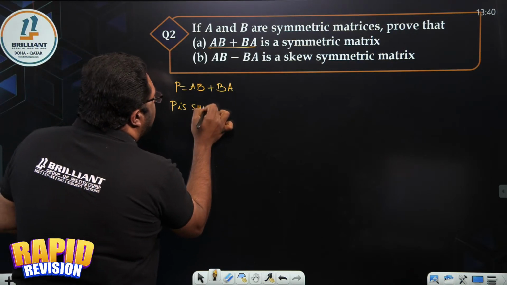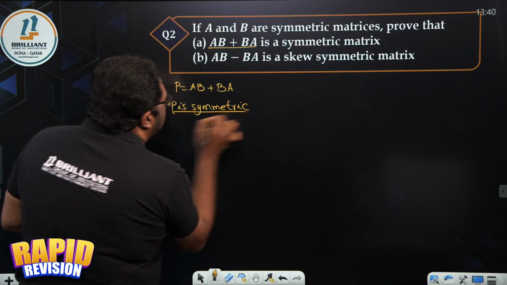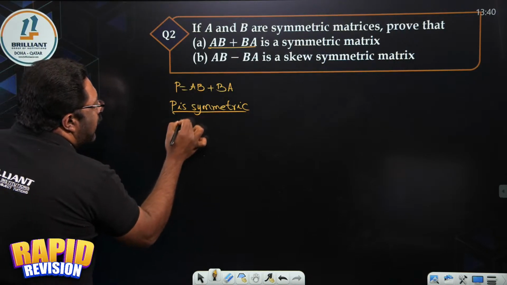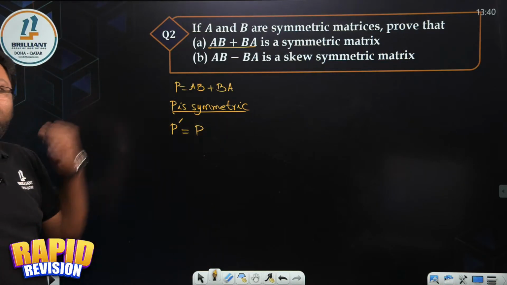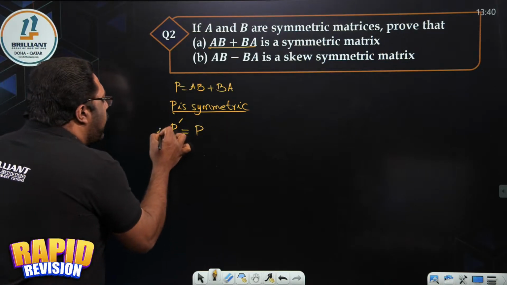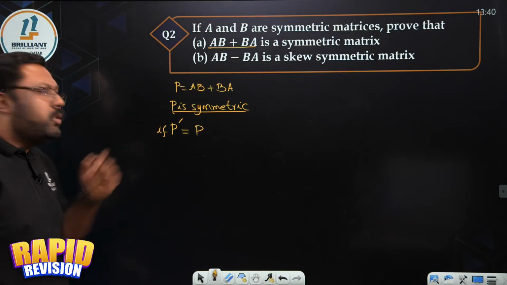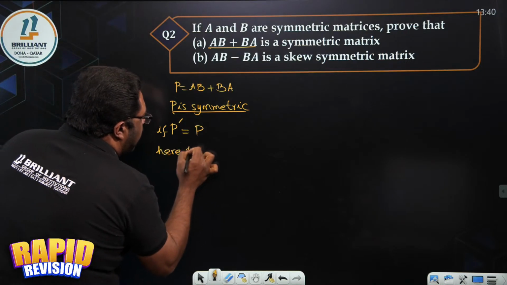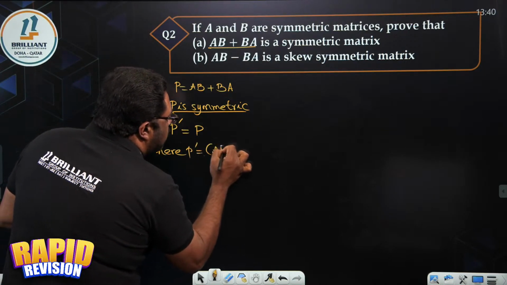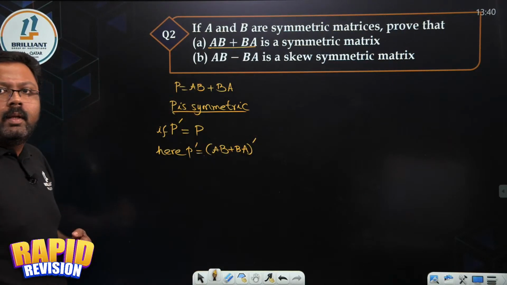How to prove that a given matrix is symmetric? According to the condition, a matrix becomes symmetric if the transpose of the matrix gives me the same matrix. If P dash equals P, P is symmetric. So let me take P dash. What is P dash, my dears? P dash is the transpose of AB plus BA.